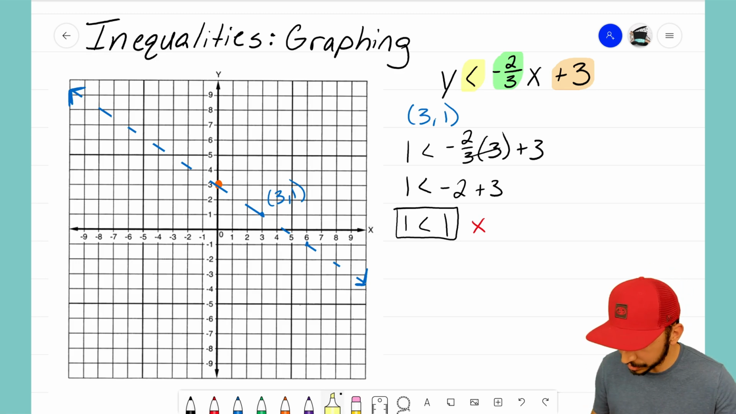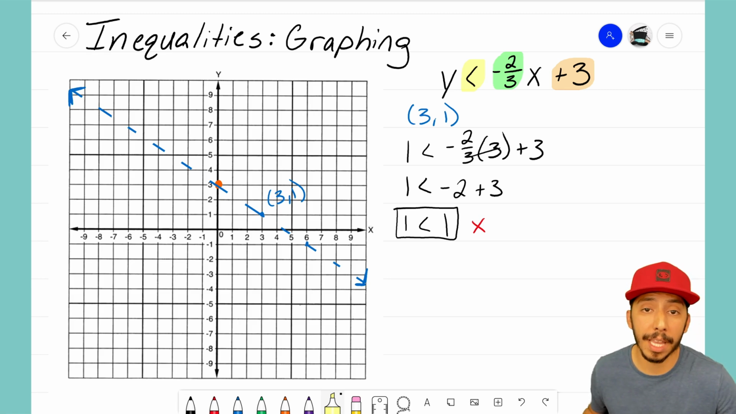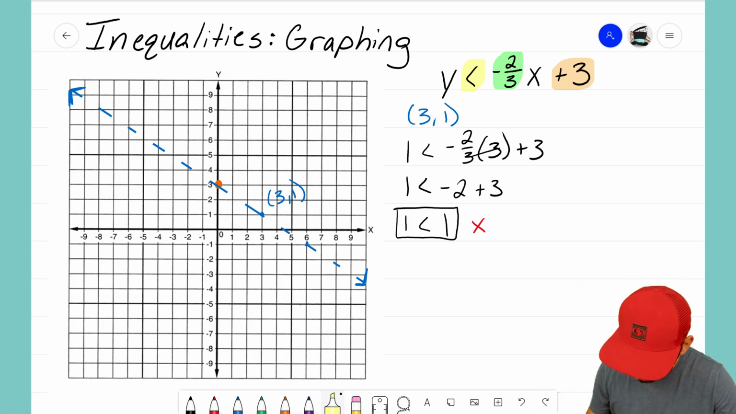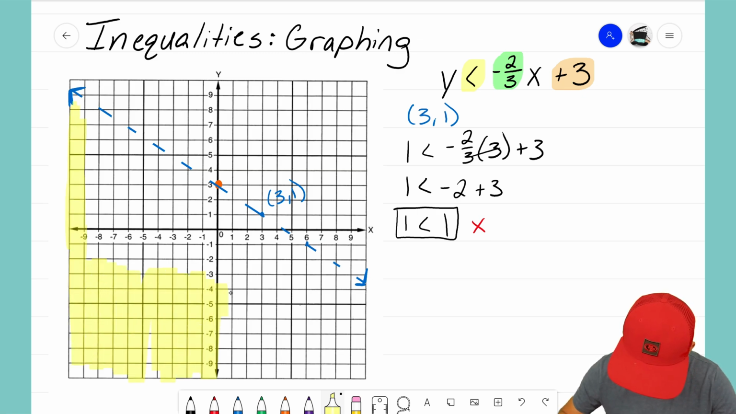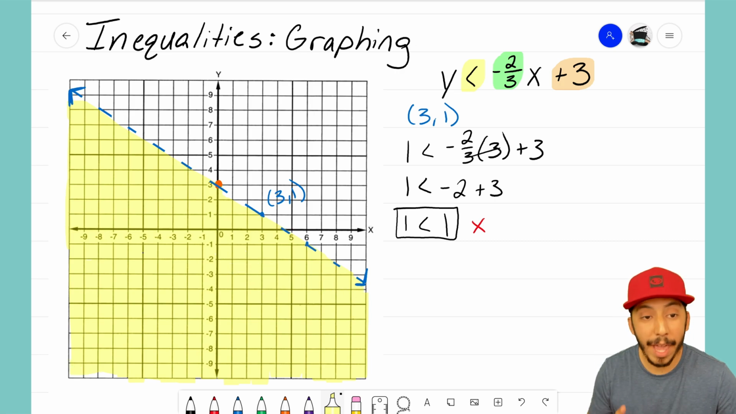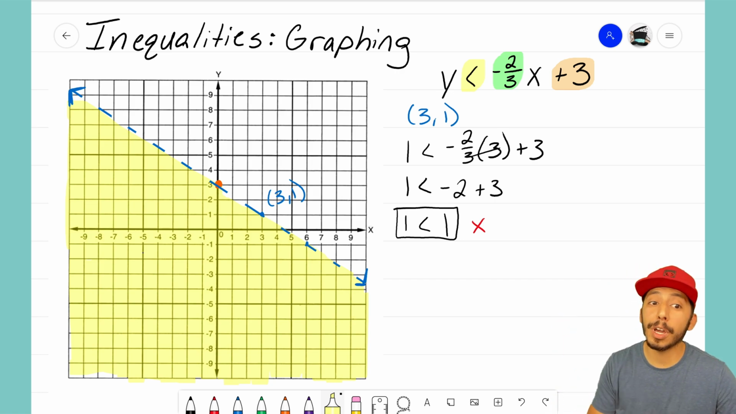Alrighty, we're almost done with this example now. It says less than. If I have that line and all the values less than the line work, that means I need to shade below the line. Remember, less than you shade below, greater than you shade above. So since this is less than, I'm going to shade in all of the parts of this graph that are underneath my dashed line. Remember, it is a dashed line because it does not have an equal sign. All the points below the line are going to satisfy this inequality, and the points on the line won't work. We saw it right there.